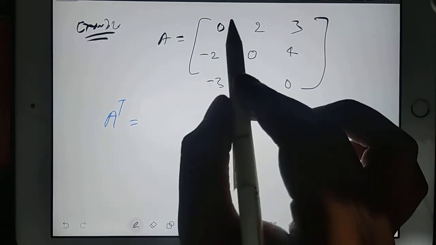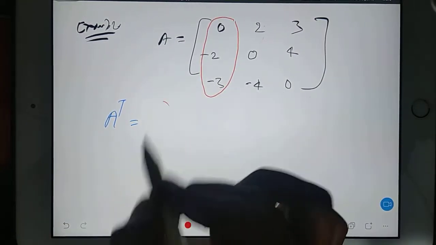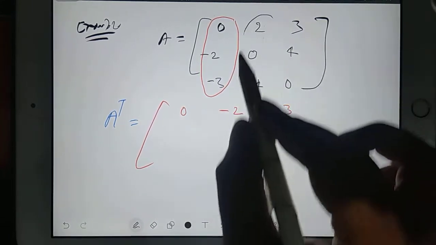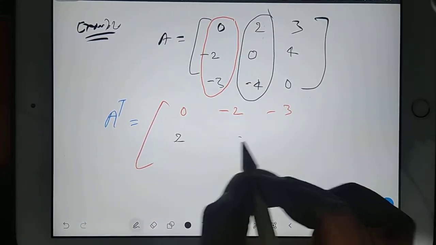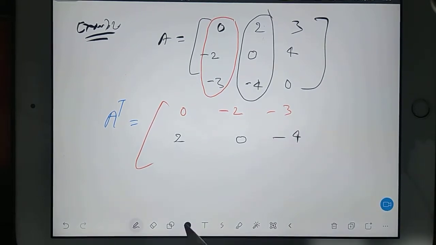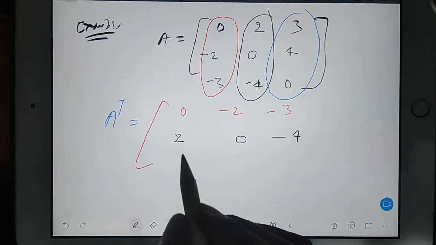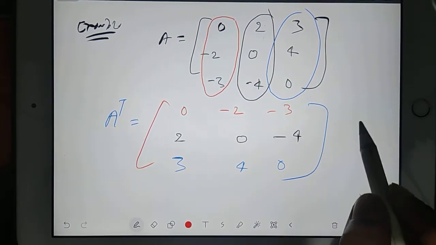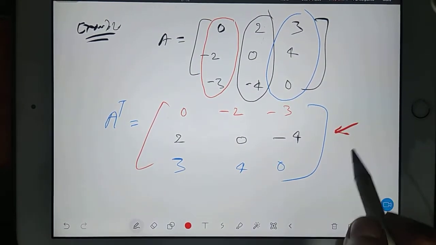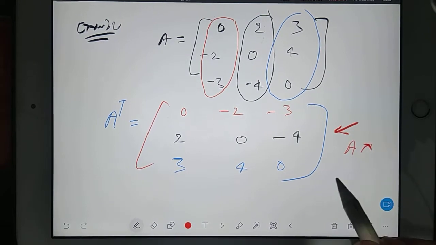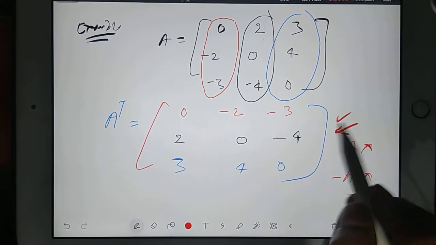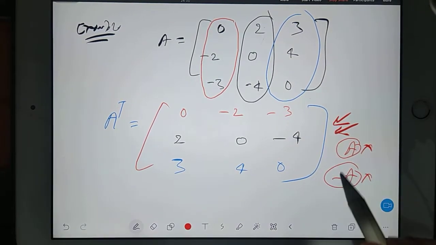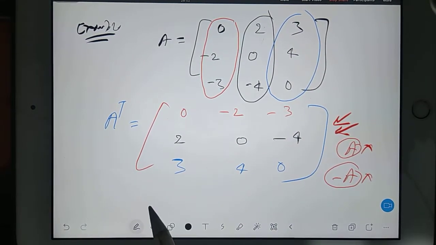If I'm going for transpose, then the first row I will write as 0, minus 2 and minus 3, the second as 2, 0, minus 4, and the last one 3, 4, 0. Now you can see whatever matrix has come, this matrix is neither A nor minus A, correct? But we can make it equal to minus A. How? Just by taking minus sign common.